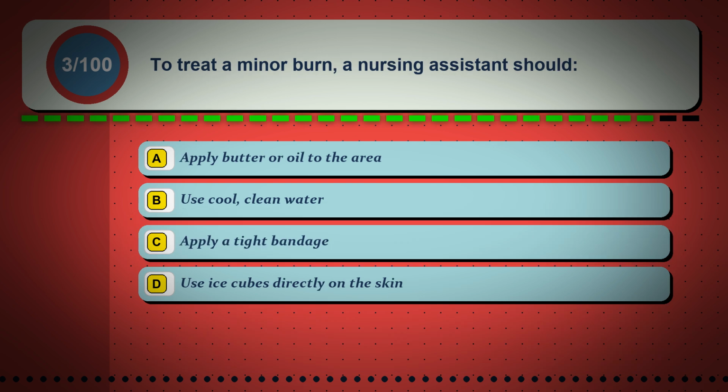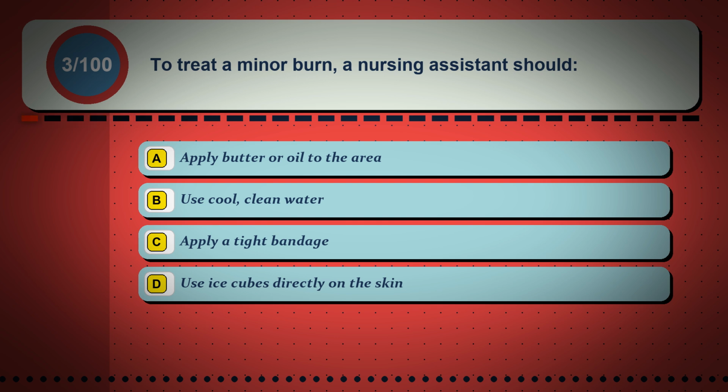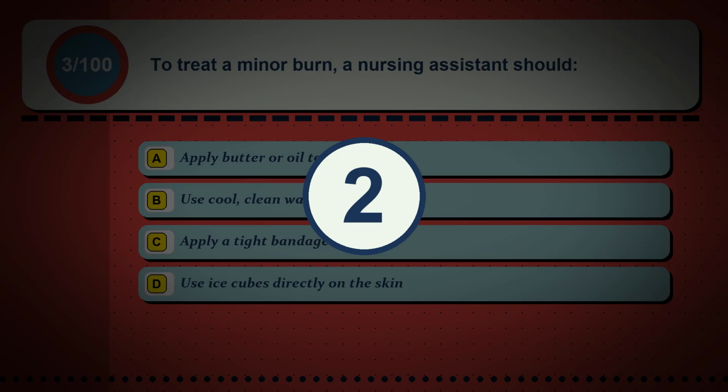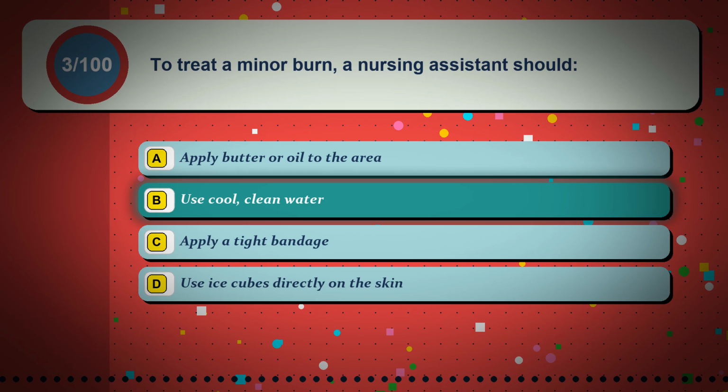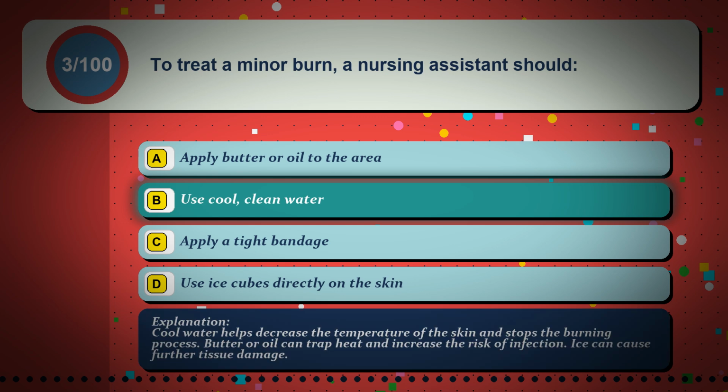Question 3. To treat a minor burn, a nursing assistant should: Option A, apply butter or oil to the area. Option B, use cool, clean water. Option C, apply a tight bandage. Option D, use ice cubes directly on the skin. The correct answer is option B, use cool, clean water. Cool water helps decrease the temperature of the skin and stops the burning process. Butter or oil can trap heat and increase the risk of infection. Ice can cause further tissue damage.